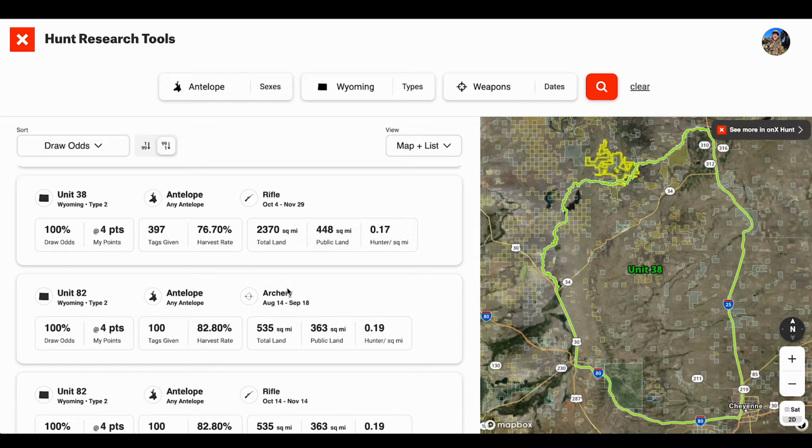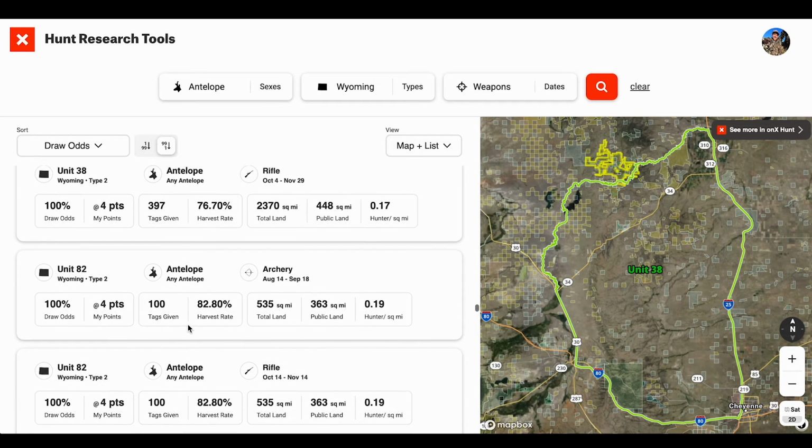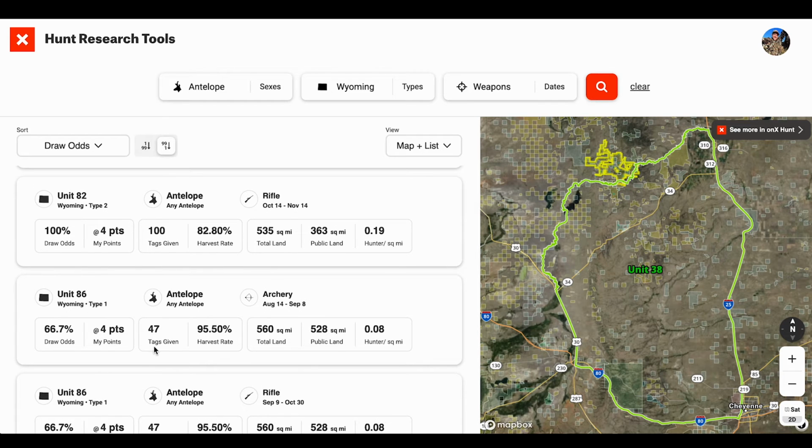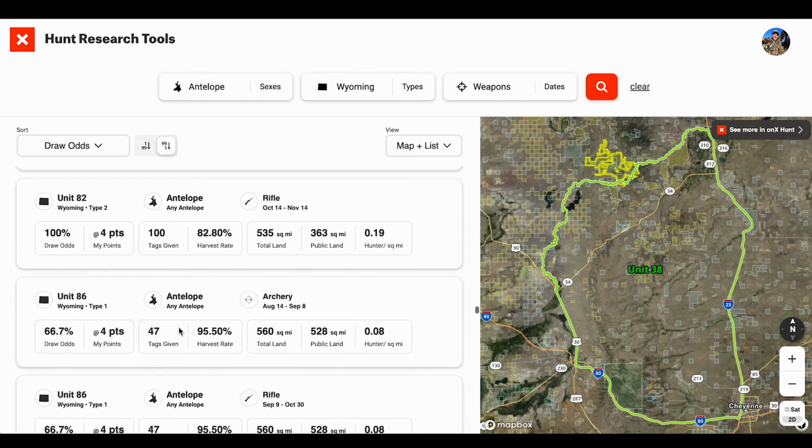So going in here a little further, you'll see the tags given. So that was the quota for last year. So, 100 tags given, 200 tags given, 300 tags given. And that can change year to year as well.